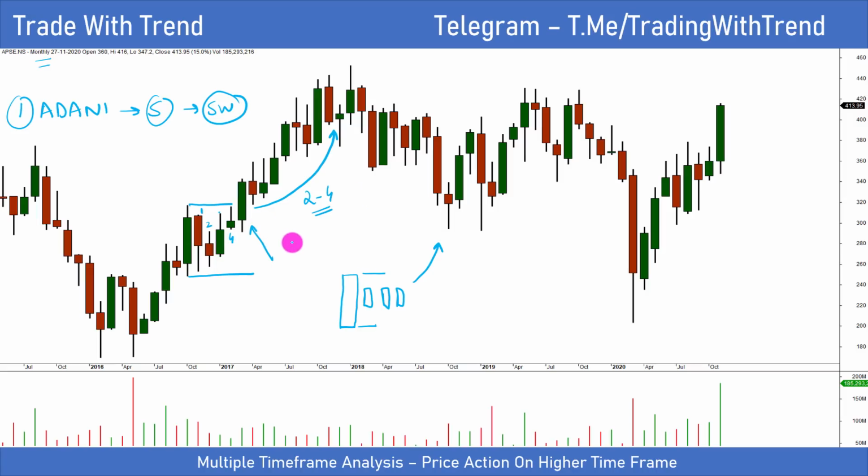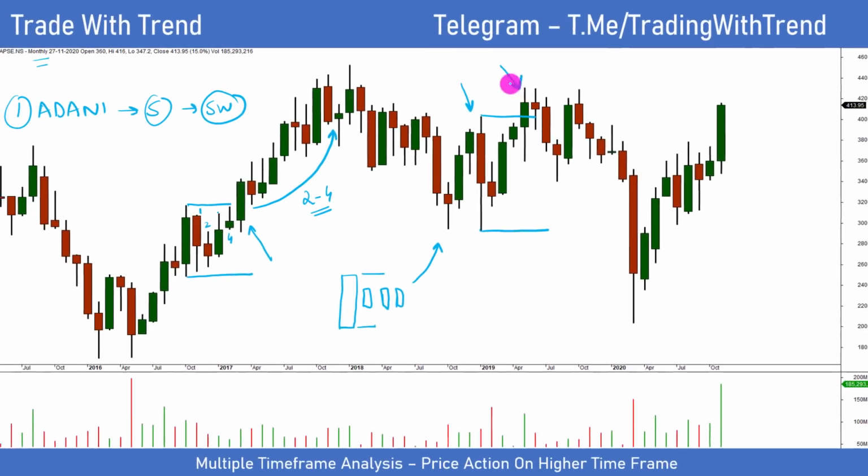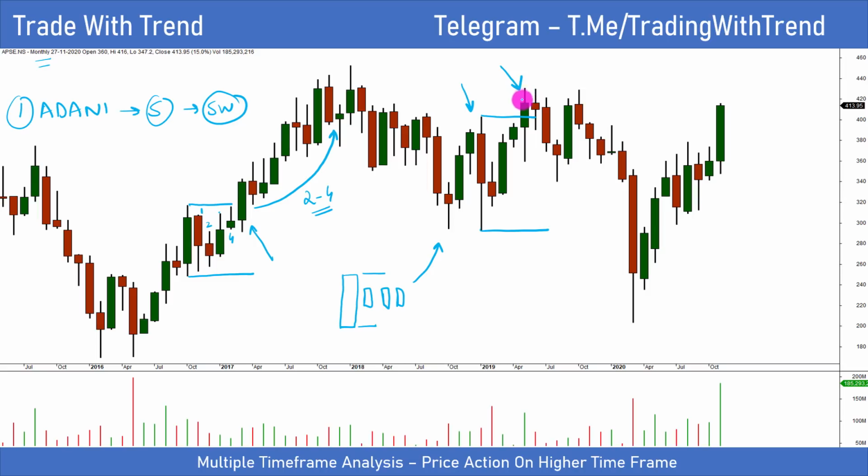After 2016 and 2017, the next master candle setup in Adani Ports came in this particular region. So this is the master candle range. Again, you had 3 candles here, 1, 2, 3, and then a breakout candle. But take a look at the breakout candle. This is just not strong, and hence this did not qualify. So if you take a look at this breakout candle and you take a look at this breakout candle here, you can clearly see the difference.